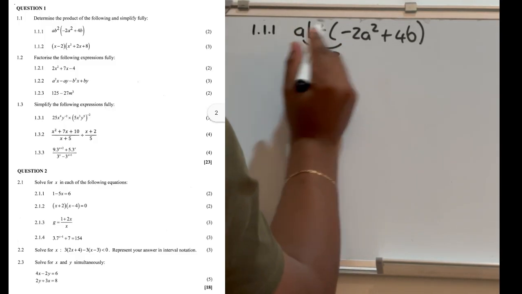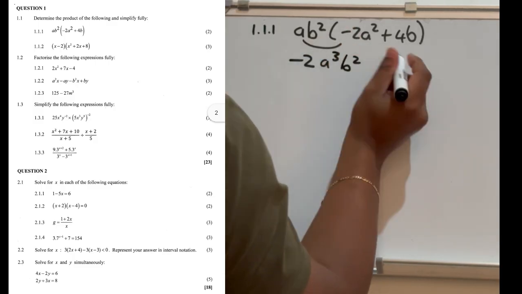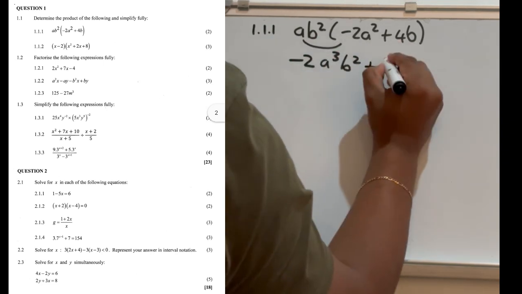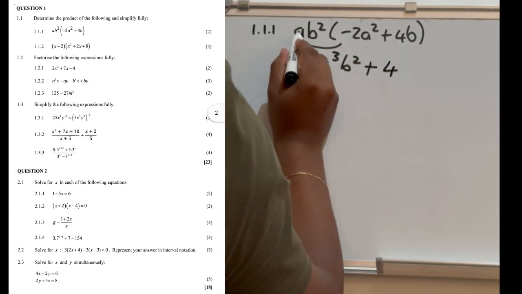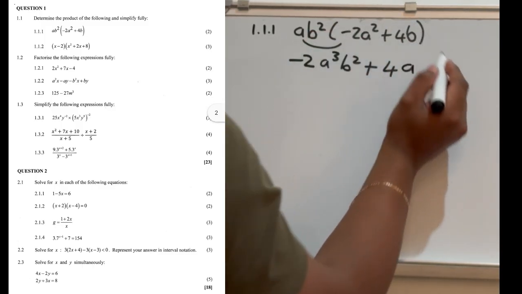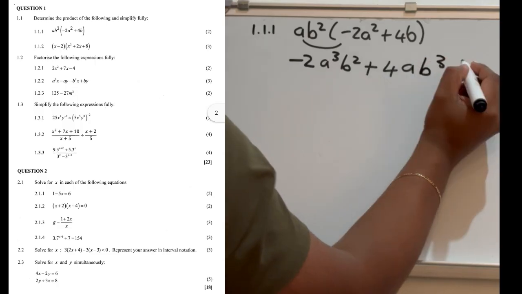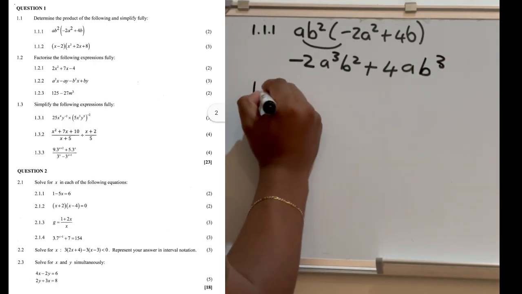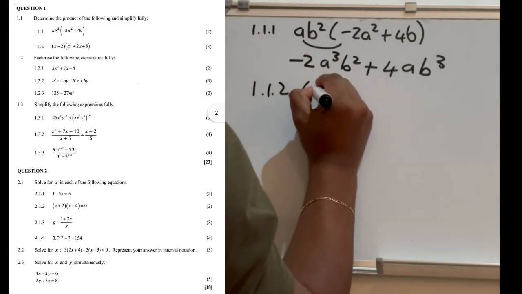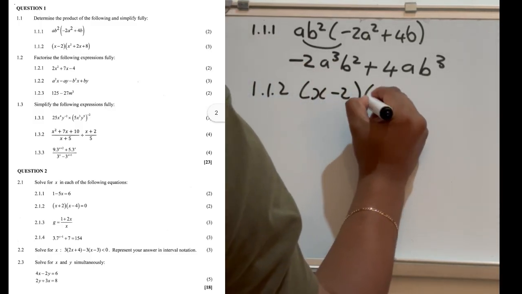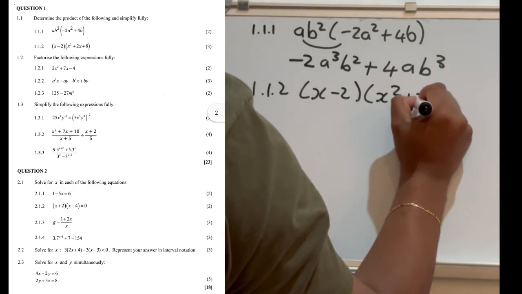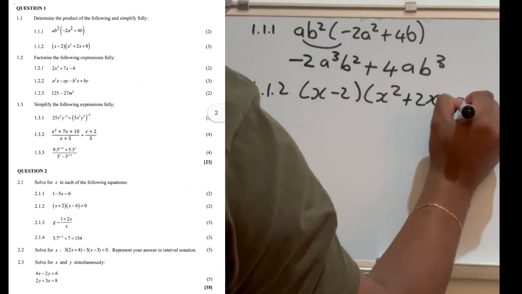Then we're going to say b squared. And then we're going to say plus times plus is a plus. Then we're going to say 4. Then we're going to say a, only b to the power 2 times b is just b to the power 3. So we do 1.1.2, that is x minus 2 times x squared plus 2x plus 8.